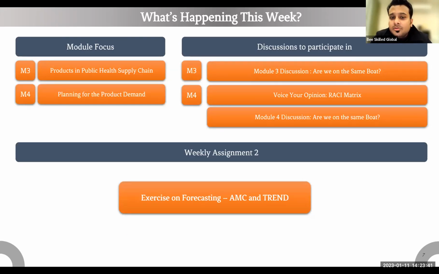So with that in mind, let's focus on what is in week two. Week two focuses on module three and module four, which is about selecting the products which are needed in health supply chain and then planning for the demand. Now, when we talk about demand, we talk about forecasting, supply planning, and making sure that you know what are the quantities that are required by your consumers or your patients, so that you can procure those quantities in the right way, to be able to supply them to the service delivery points whenever they are needed.